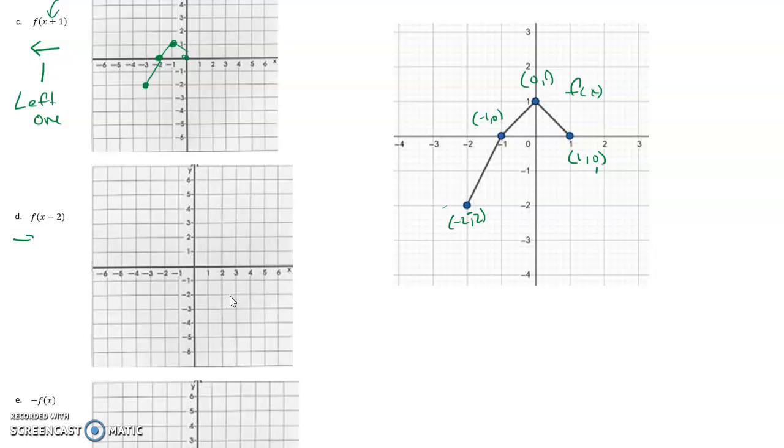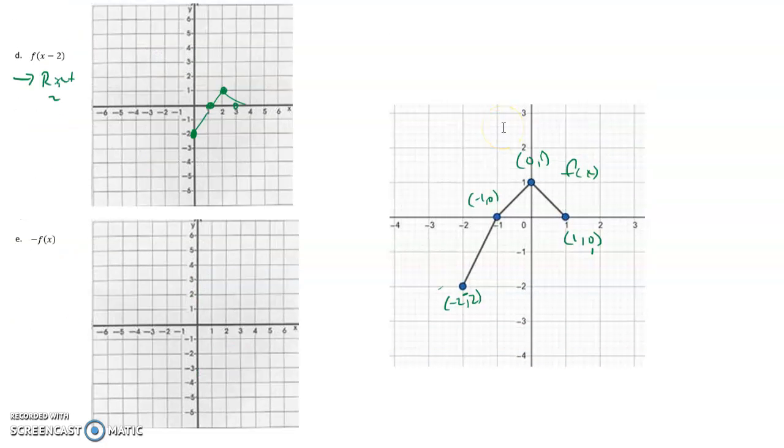Okay, so +1 on the inside moves it left one. Minus on the inside is going to move it right 2 places. So this point over here is at (-2, -2). I'm going to move it to the right. It's going to be now at (0, -2). This point, (-1, 0), move to the right 2 places. It's going to be right here at (1, 0). (0, 1), move it to the right 2 places. It's going to be (2, 1). (1, 0), move it to the right 2 places. It's going to be over here at (3, 0). And you can see what we did here is we shifted this graph to the right 2 places.